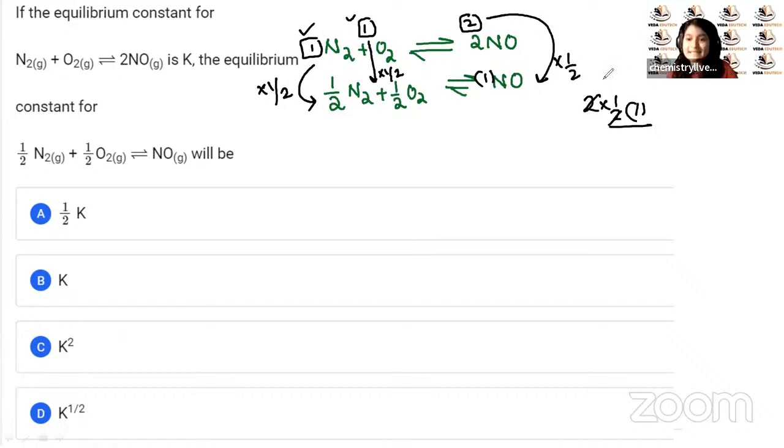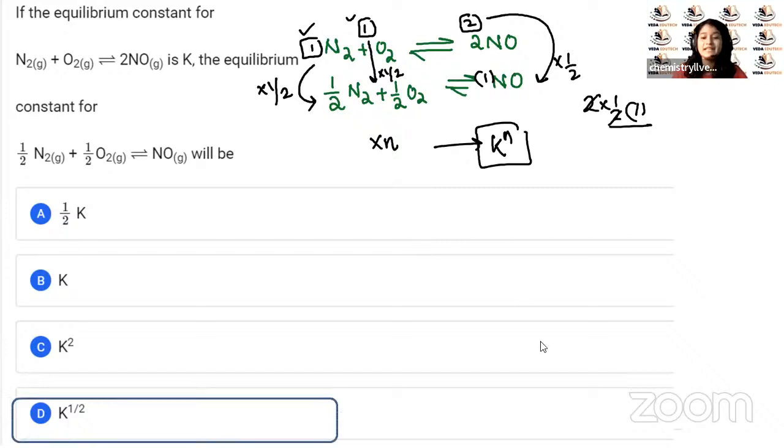So when you multiply something, that goes on to the power. What did I tell you, children? When you multiply with n, it becomes K to the power n. Now tell me, children, what is going to be the answer? Whether it is option C or option D. It is going to be option D, right? So your correct answer is going to be option D, because whatever we multiply, that goes on to the power. Yes, whatever we multiply, that goes on to the power.